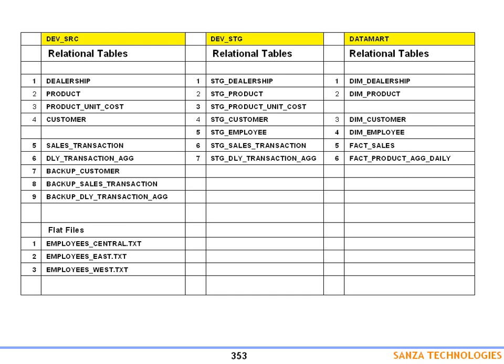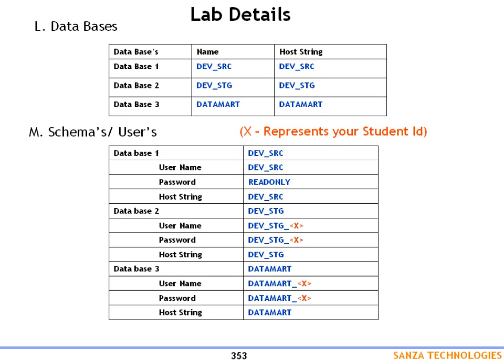Now, please open your sheets and write down this information on how to access it: source, password, and the connect strings. X represents your student ID. After you are done, please let me know.